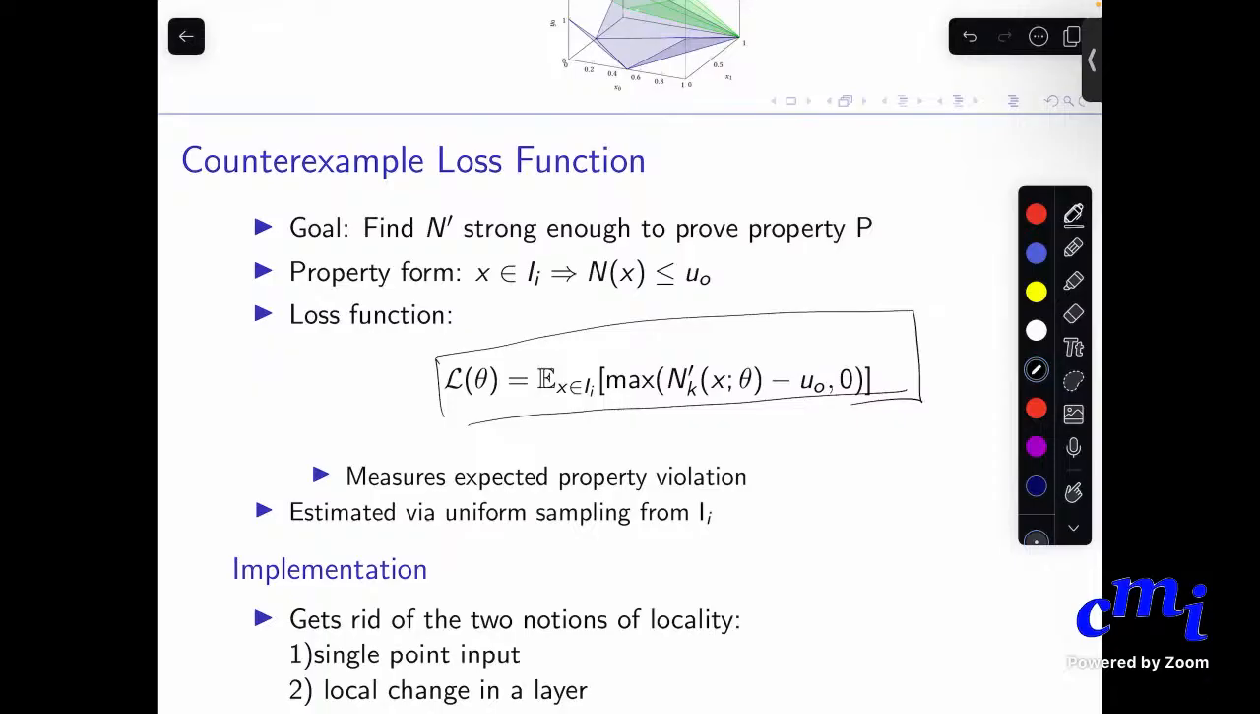Thank you. So this is the loss function. This is how we are defining the loss function, and this loss function we are estimating by uniform sampling.